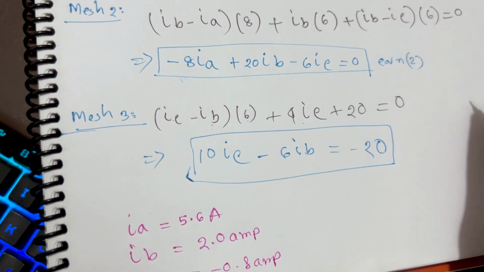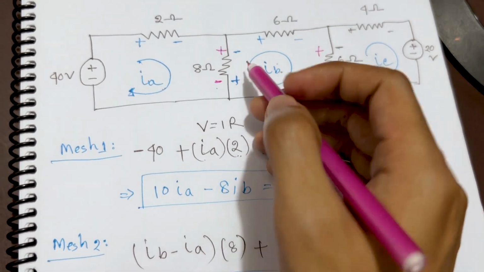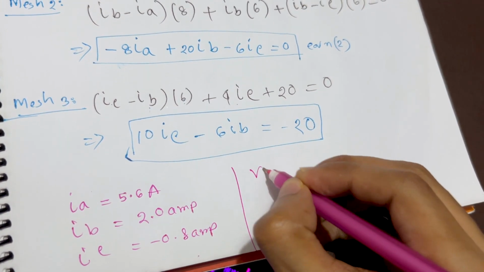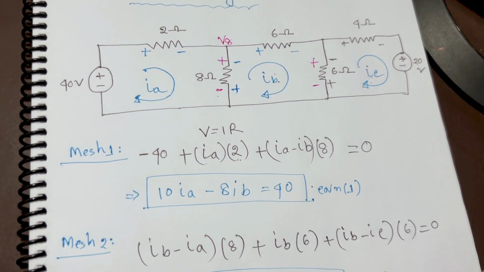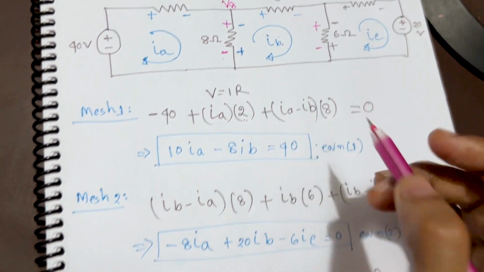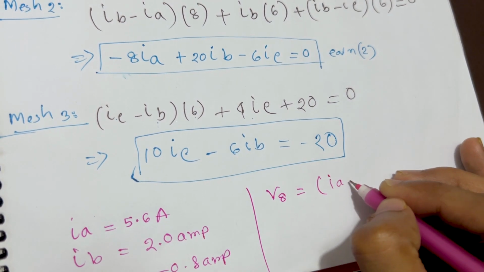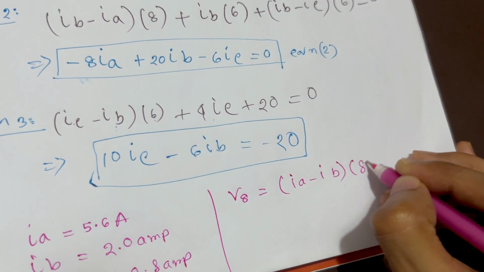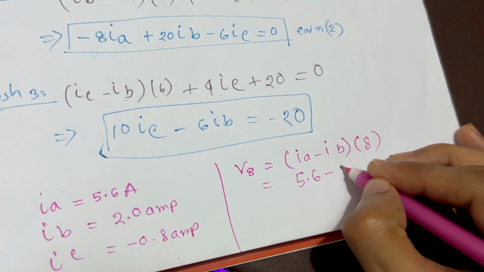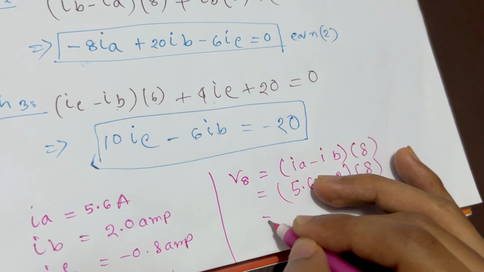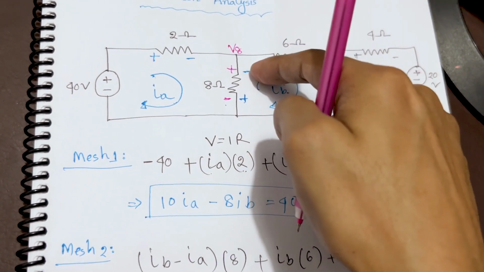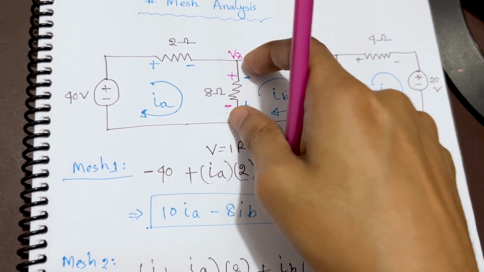Okay, so what is the question here? We want to find the voltage difference across this 8 ohm resistor, like V8. We call it V8, the voltage difference across the 8 ohm resistor. What should be the answer? The answer is the current, IA minus IB, times the 8 ohm resistor. What is the value of IA, which is 5.6? What is the value of IB, which is 2? Times 8, we get 28.8 volts. So the voltage difference across this 8 ohm resistor is 28.8 volts.